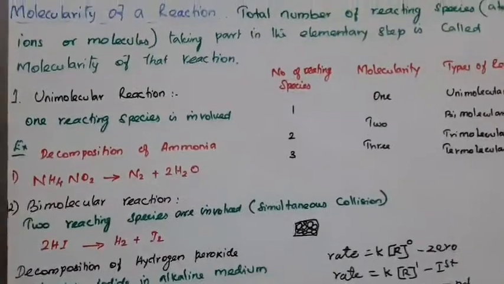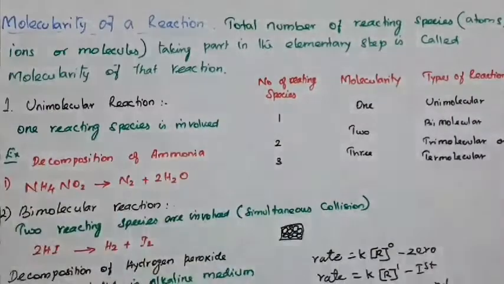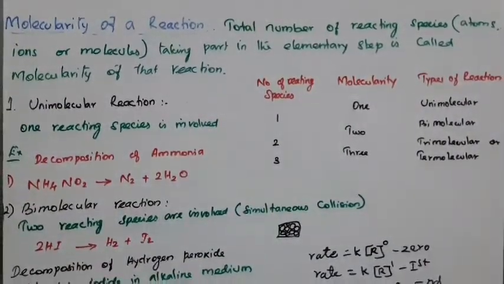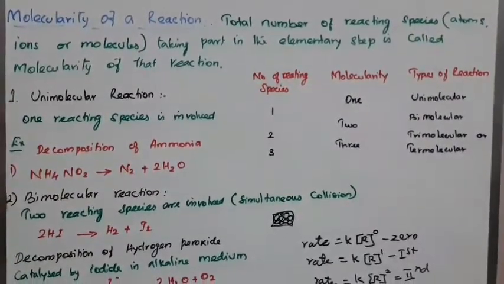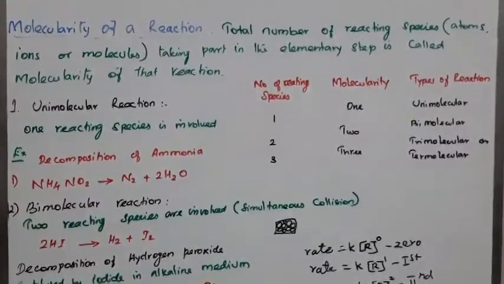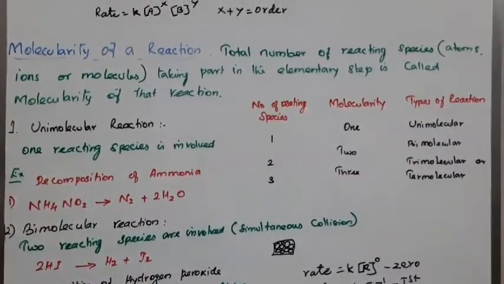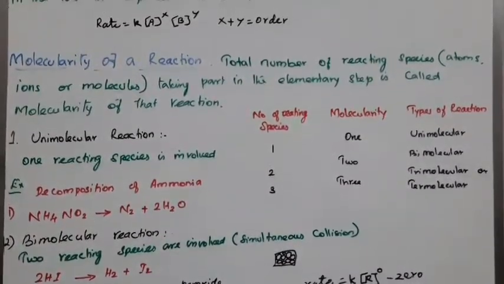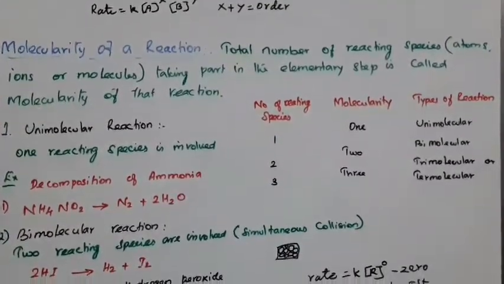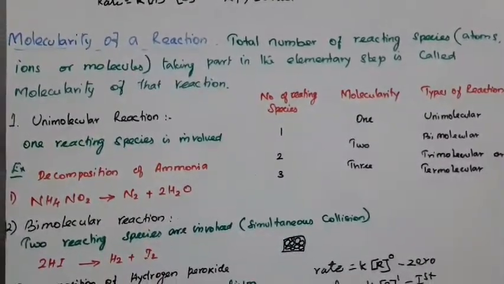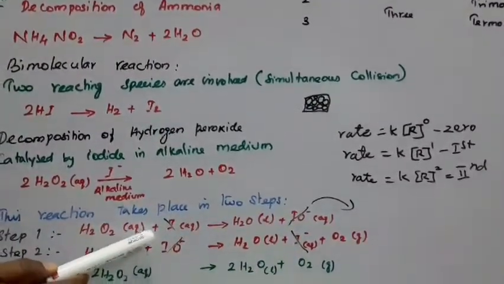Suppose only one reacting species, that is unimolecular; two reacting species, that is bimolecular; more than two means it is a somewhat complex reaction. Complex reactions means the step which controls the overall reaction is called the slowest step or rate determining step. So we have to consider the molecularity of the rate determining step. Here also it is a first order reaction, but the first step is the slowest step, that is the rate determining step.